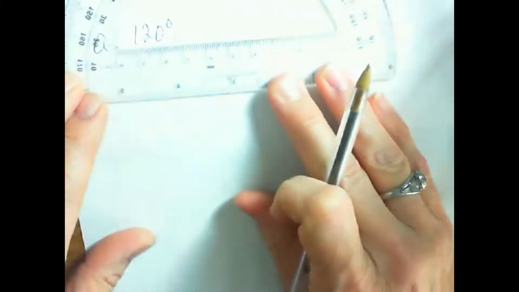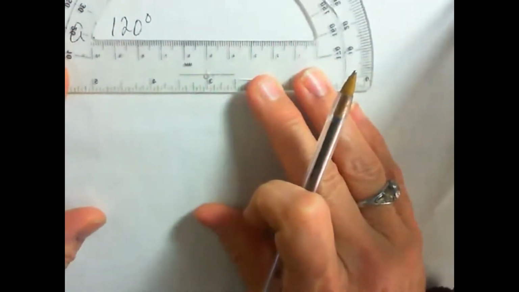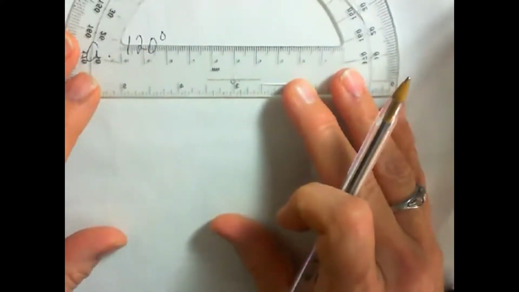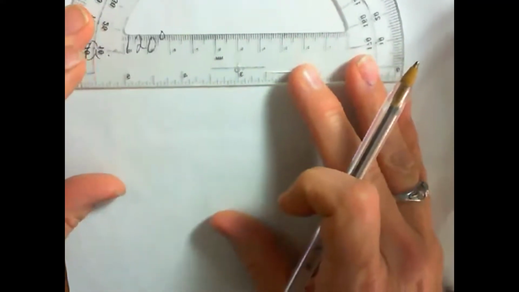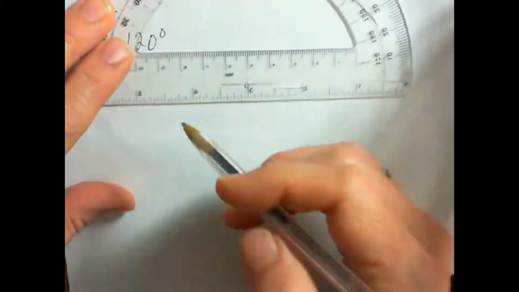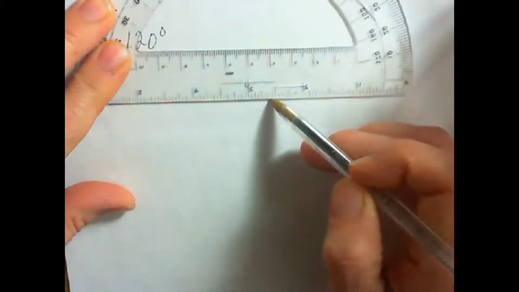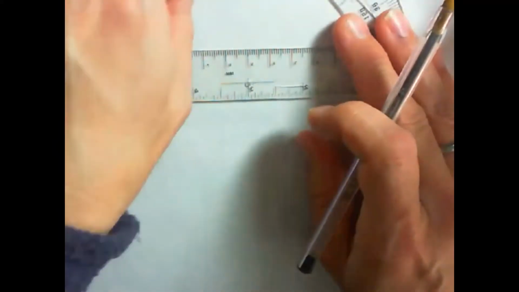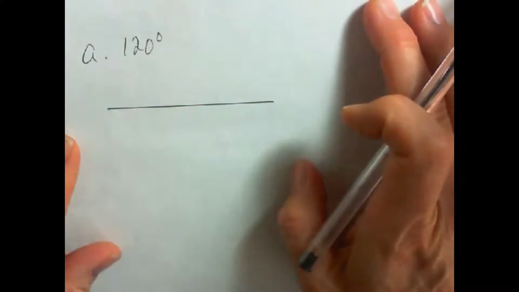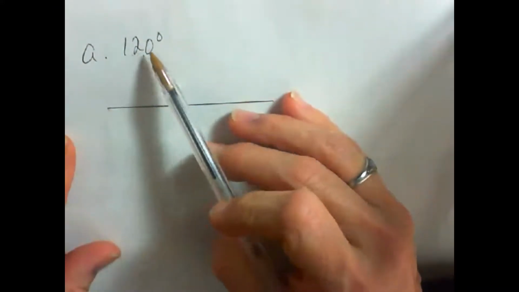Alrighty, on worksheet 19.2, the very first one, A, wants us to draw a 120 degree angle. So what we do first, get your protractor. Mine looks crooked, but that's just because my camera's crooked. All right, so we're going to draw just a straight line. Doesn't matter how long. It needs to be 120.